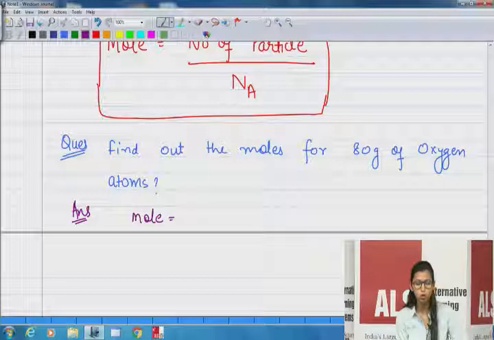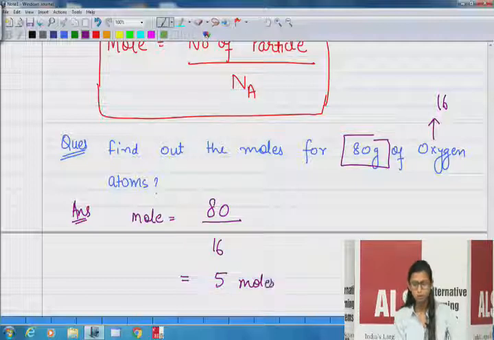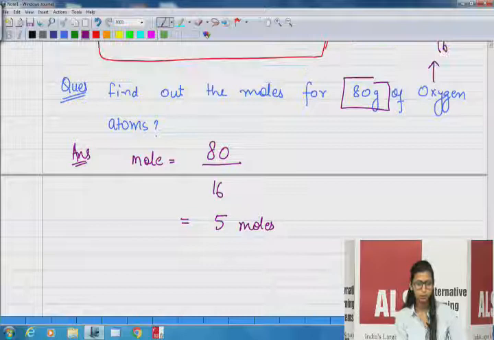Look at the screen. Mole is equal to given mass divided by molar mass. Given mass is this 80, which is given in the question. So 80 divided by molar mass. What is the molar mass of oxygen atom? That is 16. So 80 by 16. What is the answer? 5. 5 moles. Okay. Let's do one more question.